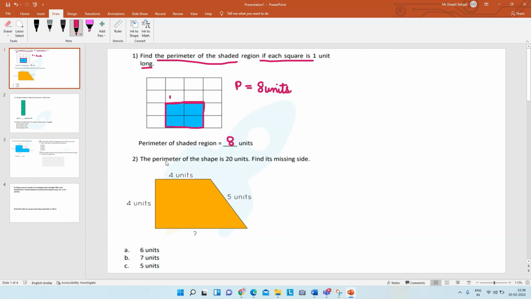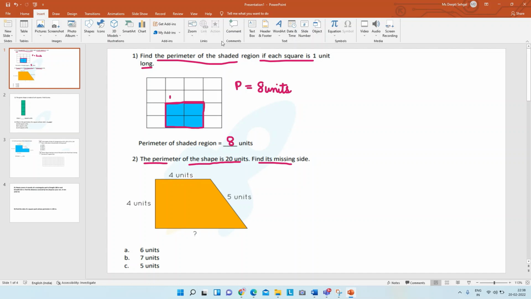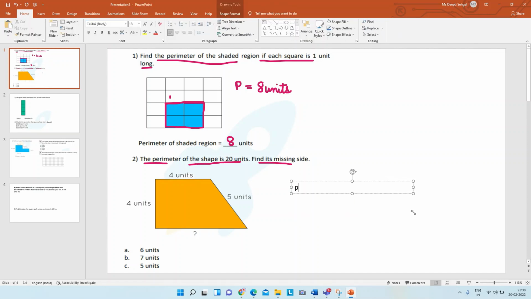The next question says the perimeter of a shape is 20 units. So this is a shape given to you and the perimeter of this shape is 20 units. Find its missing side. So let's write the formula of perimeter. What is the formula of the perimeter? Perimeter is equal to sum of all sides. We have to show all these steps.